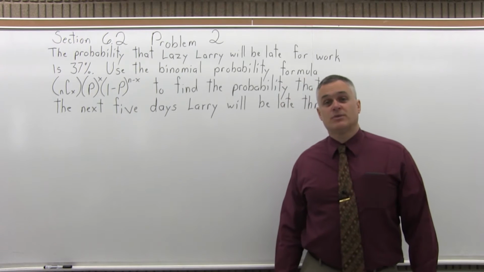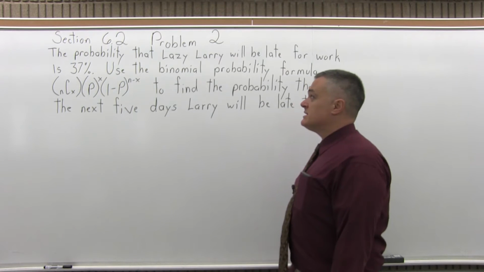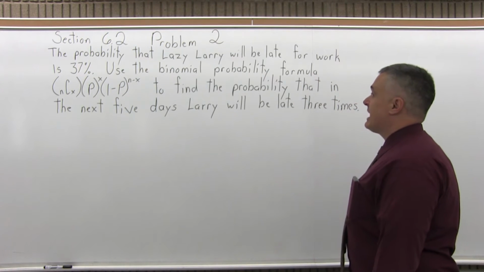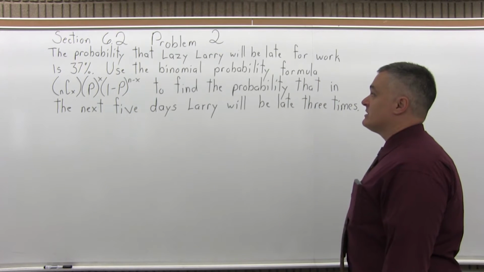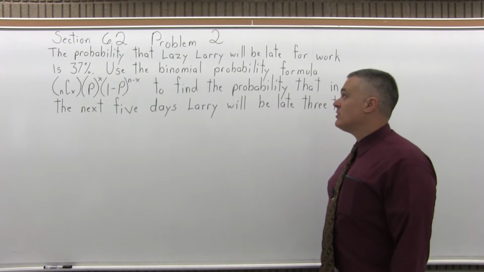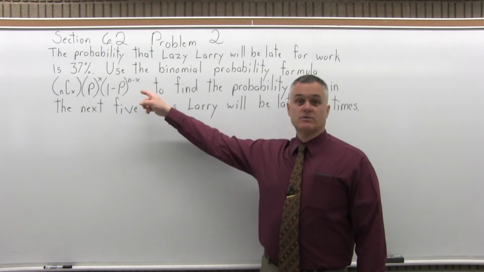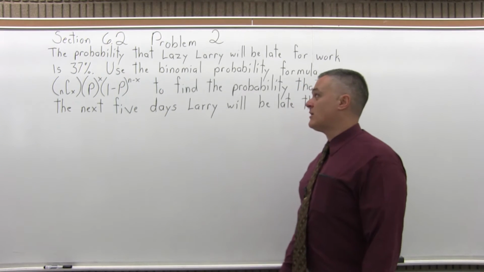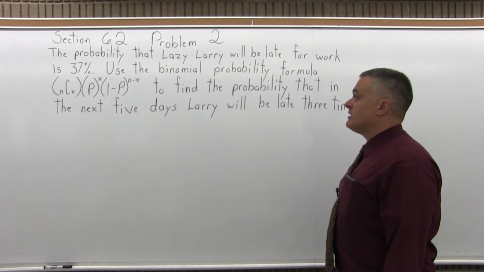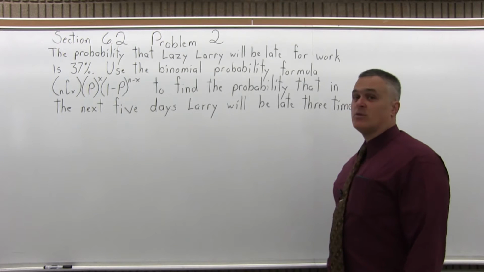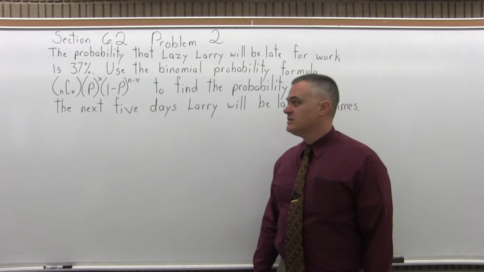This is Section 6.2, Problem number 2. It says the probability that lazy Larry will be late for work is 37%. Use the binomial probability formula, n combination x times p to the x power times 1 minus p to the n minus x power, to find the probability that in the next 5 days, Larry will be late 3 times.